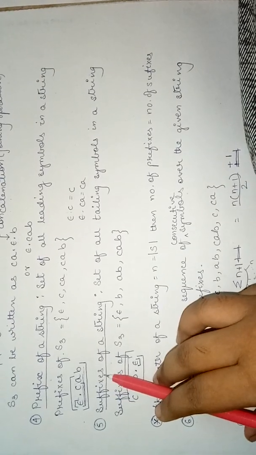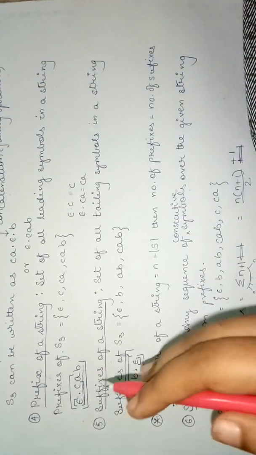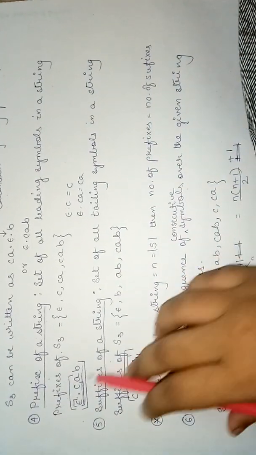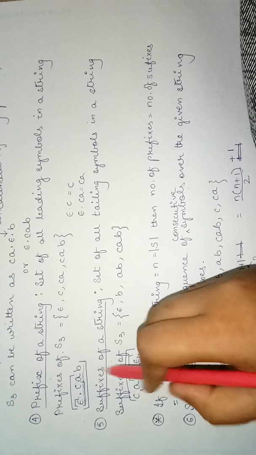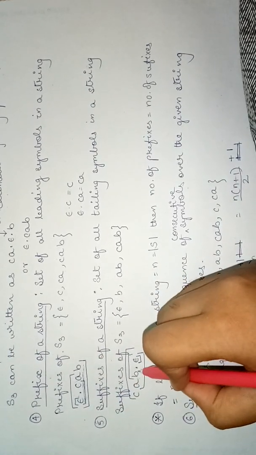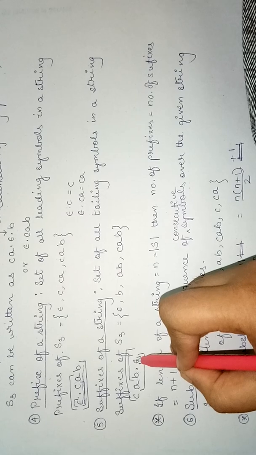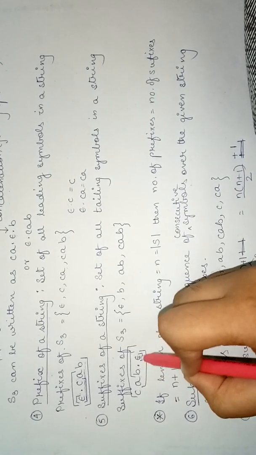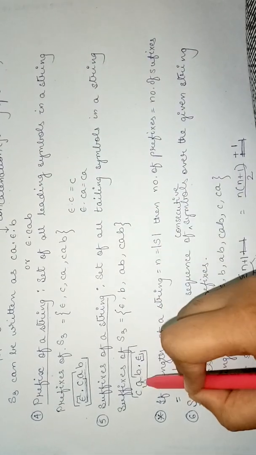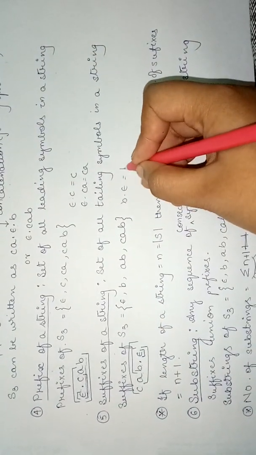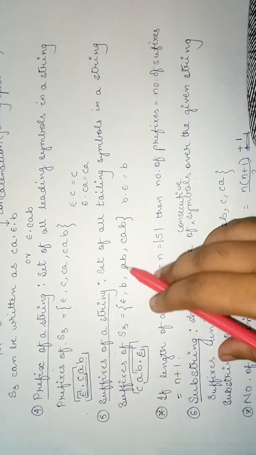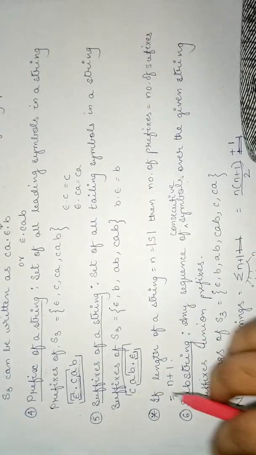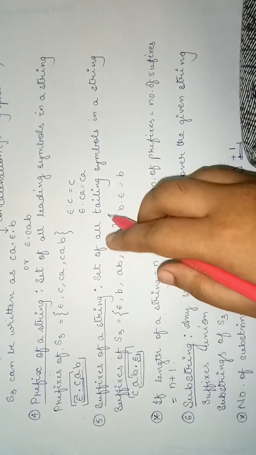Then similarly the suffixes, means whatever comes at the back, the set of all trailing symbols in a string. So at the last, what all characters are there in the S3 or CAB string? We may have an epsilon, that is an empty string, then epsilon B, which is only B, and then similarly AB, this part, and then CAB, because epsilon is an empty string, so it is the same as writing CAB here.